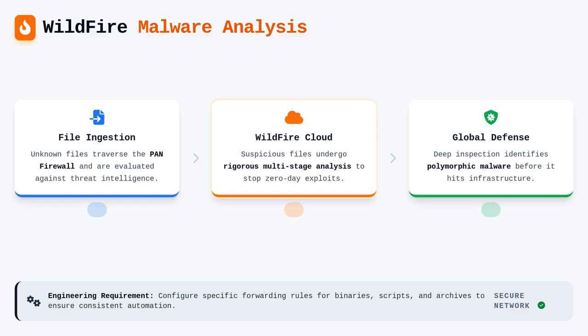Wildfire is fundamentally a global cloud-based malware analysis platform designed to address the challenges posed by polymorphic malware and zero-day exploits. When an unknown file traverses your Palo Alto Networks firewall, the system evaluates it against existing threat intelligence and security profiles. If the file is deemed suspicious or simply unknown, it is forwarded to the Wildfire cloud for a rigorous, multi-stage analysis process. This mechanism ensures that even files that have never been seen before in the wild are subjected to deep inspection before they can potentially compromise your infrastructure.